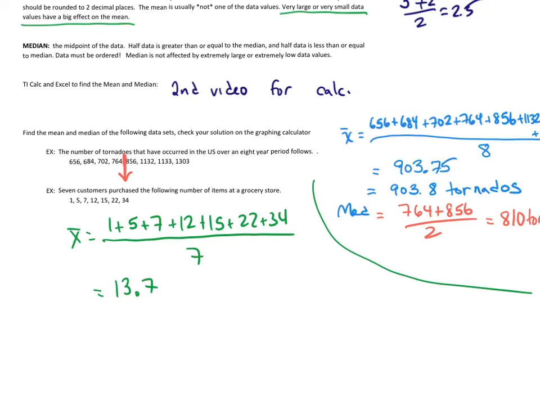13.71428, but I'm going to round to the nearest thing. And our unit is going to be in items. Always very good idea to do your unit. Now median, since there are 7 values, it's just going to be the middle value. And remember, these are already in order, so that's very important. So it's already in order, so that looks like the middle value there. So the median is going to be 12. Again, we will show you ways to do this on the calculator, but for now, I'm just doing it by hand.